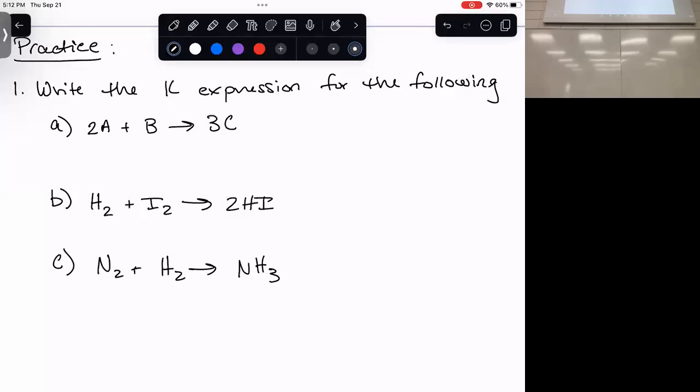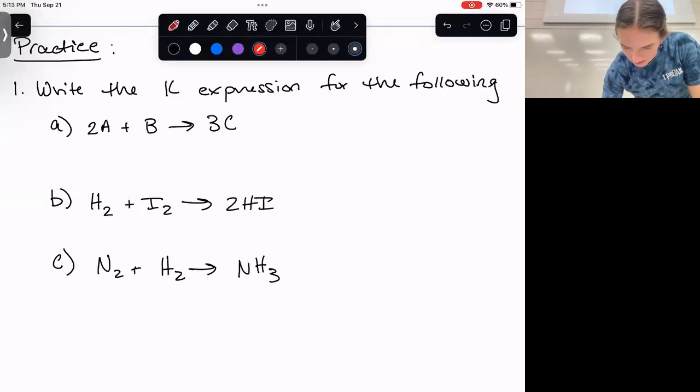You work a lot with K moving forward. You'll talk about Ka, Kb, pKa, and all this stuff, Ksp. So it's just important to know how to write them now because you'll be doing a lot of them. Okay, did we get an answer for A? Yes. Okay, what did we get for A?